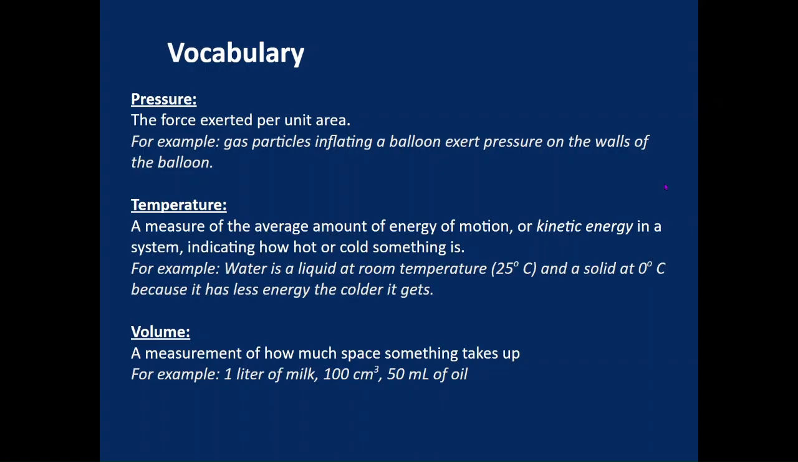The temperature is a measure of the average amount of energy of motion. So that's called kinetic energy in a system, and it indicates how hot or cold something is. So you've probably seen temperature measurements like this, 25 degrees Celsius or 0 degrees Celsius. We typically think about how hot or cold something is when we talk about temperature, but it really is a measurement of the average amount of motion energy that the particles have. So for example, water is a liquid at room temperature, 25 C, and a solid at 0 degrees C because it has less energy at this lower temperature. It has less energy the colder it gets, right? So more energy means higher temperature, less energy means lower temperature.